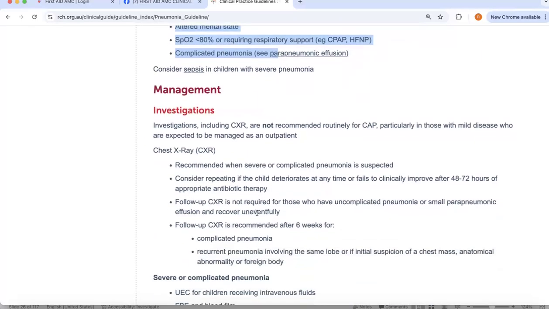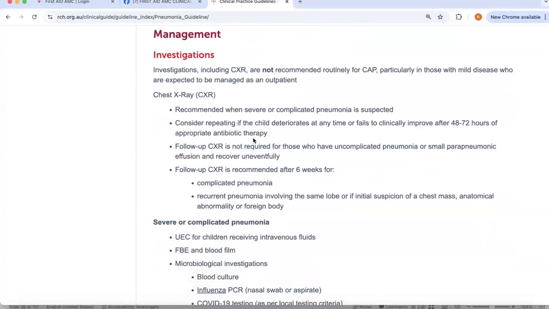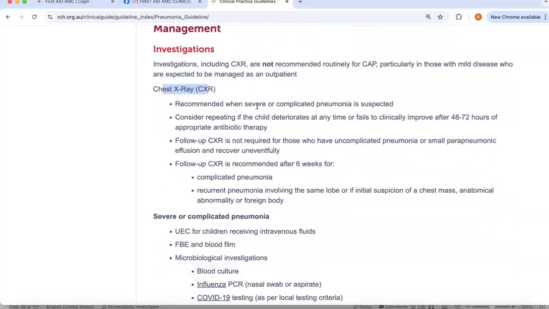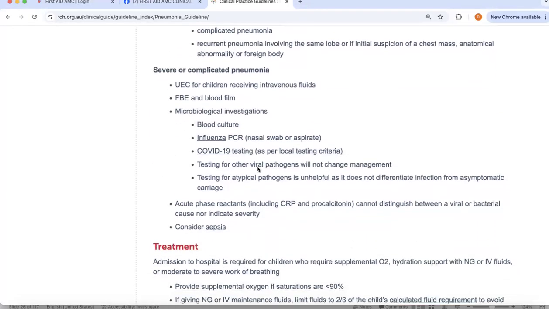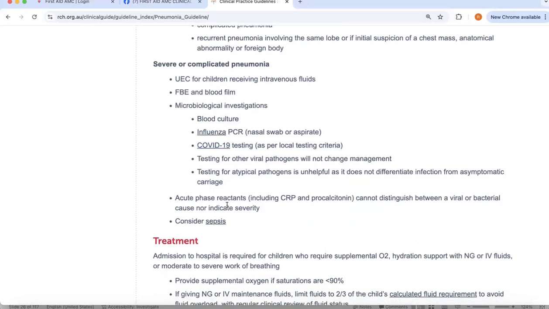Okay, management. Investigation routinely is not recommended for mild disease where you can treat it as outpatient. Chest X-ray only needed if it is a severe or complicated pneumonia. That's important to remember because everyone thinks that just because patient has features of pneumonia, they just send the patient for a chest X-ray. It's not the case. And for severe complicated pneumonia, we do all the tests. So we do full blood count, blood cultures, swab, everything, but not for mild to moderate cases.